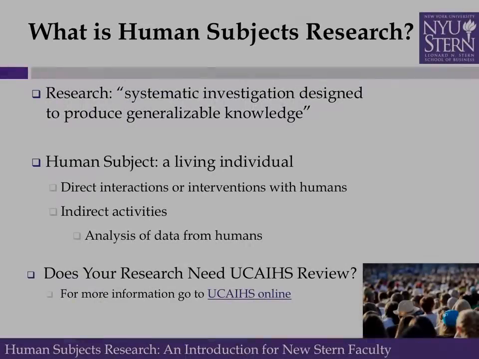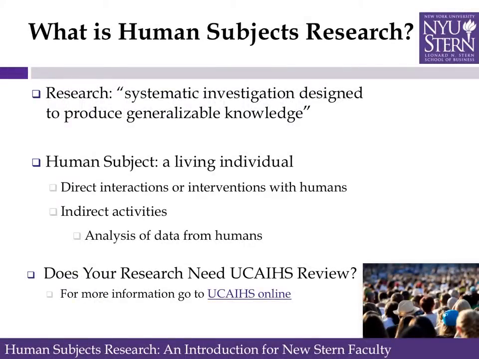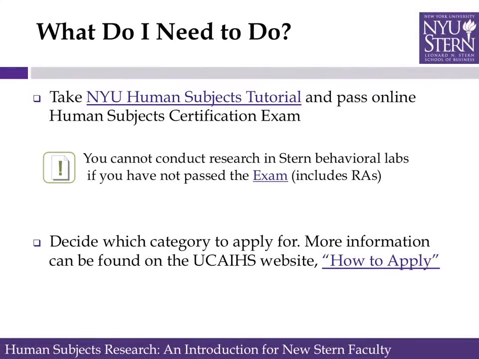Now, the first question you have to ask in your research is, does it need review by the UCAIHS? In other words, does it involve human subjects? And if you go to this online link, you can get a lot of information about whether you're required to apply for IRB approval. If you do need IRB approval, what do you need to do?